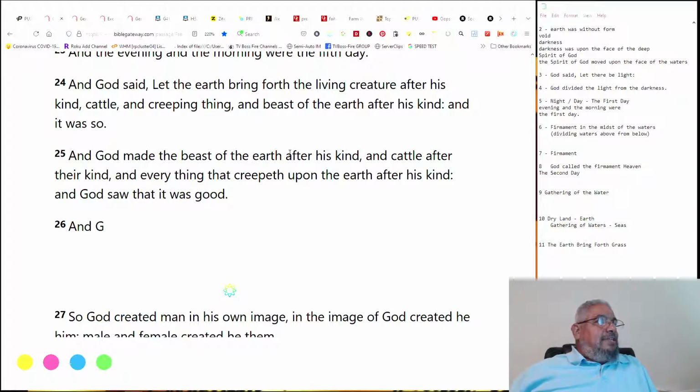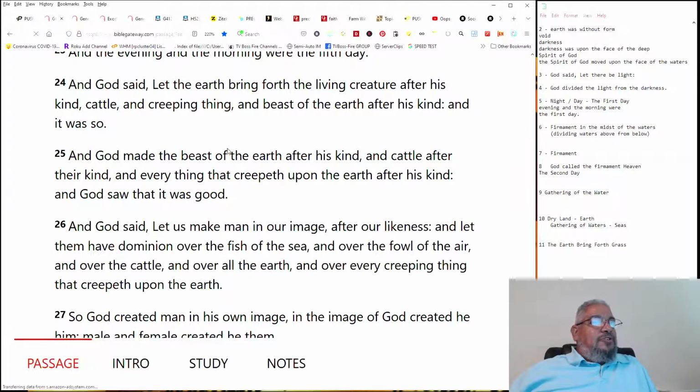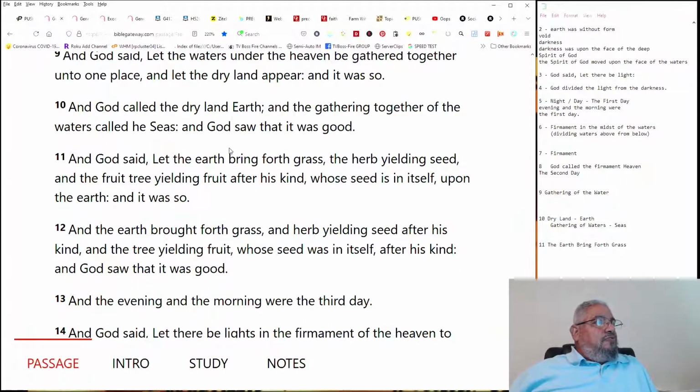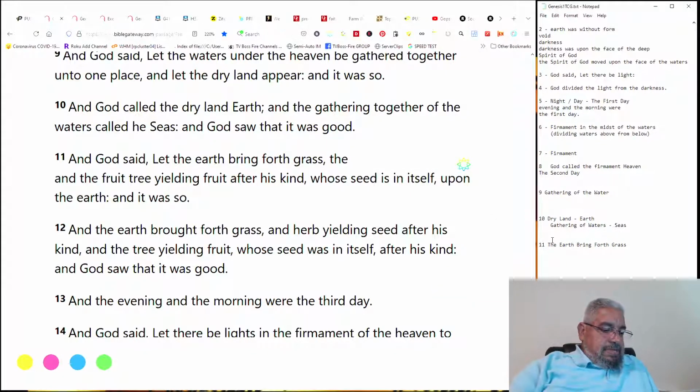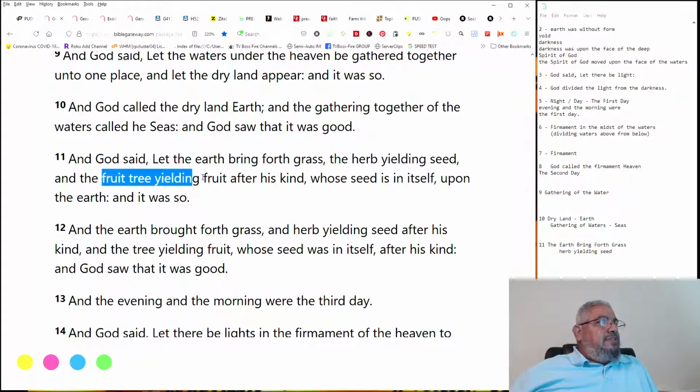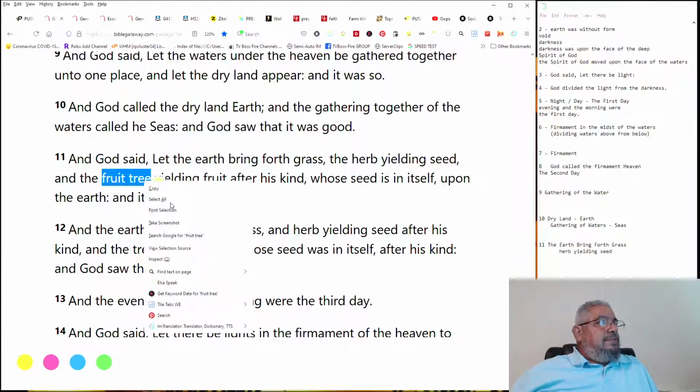That's good. Now 11, we were at 11. The earth bring forth grass. What was the other things he brought forth? Herb yielding seed. And so we will put that here. And the fruit tree yielding fruit after its kind. So we put the fruit tree.